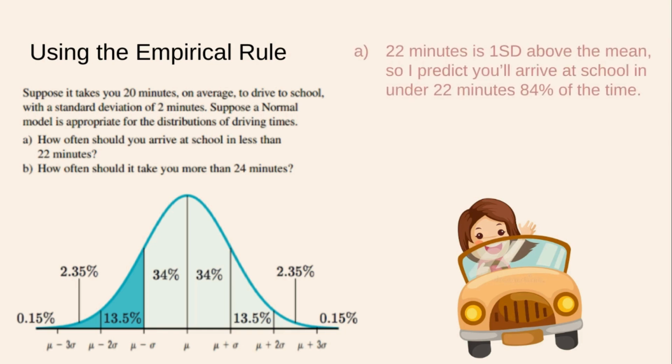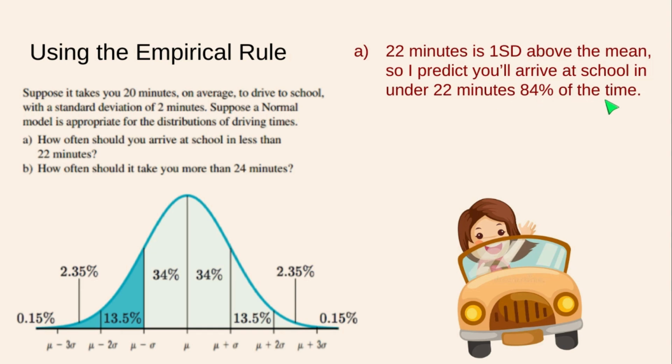Here we go. Part A, 22 minutes is 1 standard deviation above the mean. Yep, 20 plus 2 is 22. Easiest problem of the day. Mean is 20, standard deviation is 2, bada bing, bada boom. So I predict that you'll arrive at school in under 22 minutes 84% of the time, right?